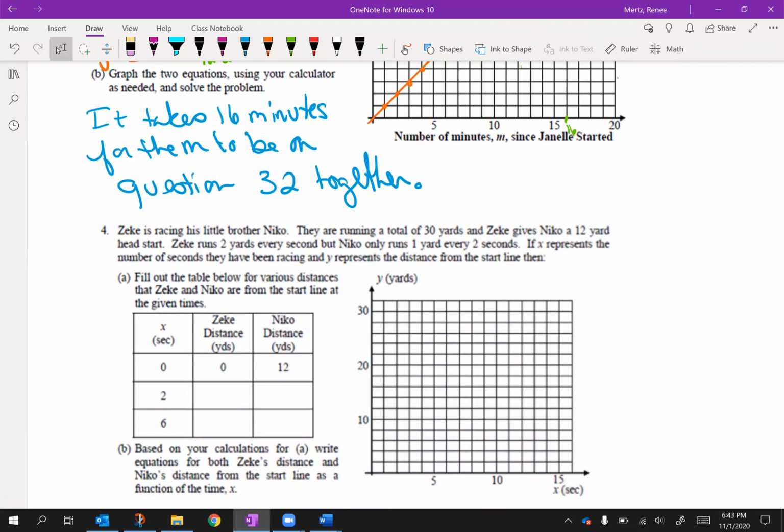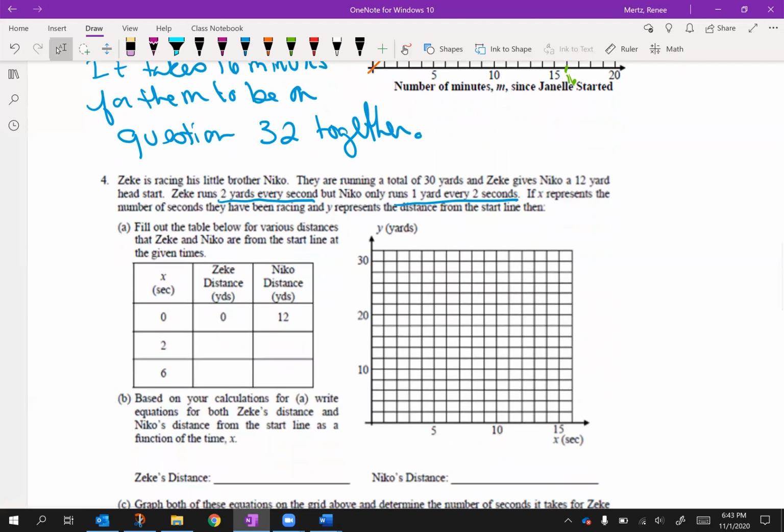All right, the next one has Zeke is racing his little brother Nico. They're running a total of 30 yards, and Zeke gives Nico a 12-yard head start. Zeke runs 2 yards every second. Nico runs 1 yard every 2 seconds. So let's see. Zeke is doing 2 yards every second. So 2 times 2 is 4. 6 times 2 is 12.